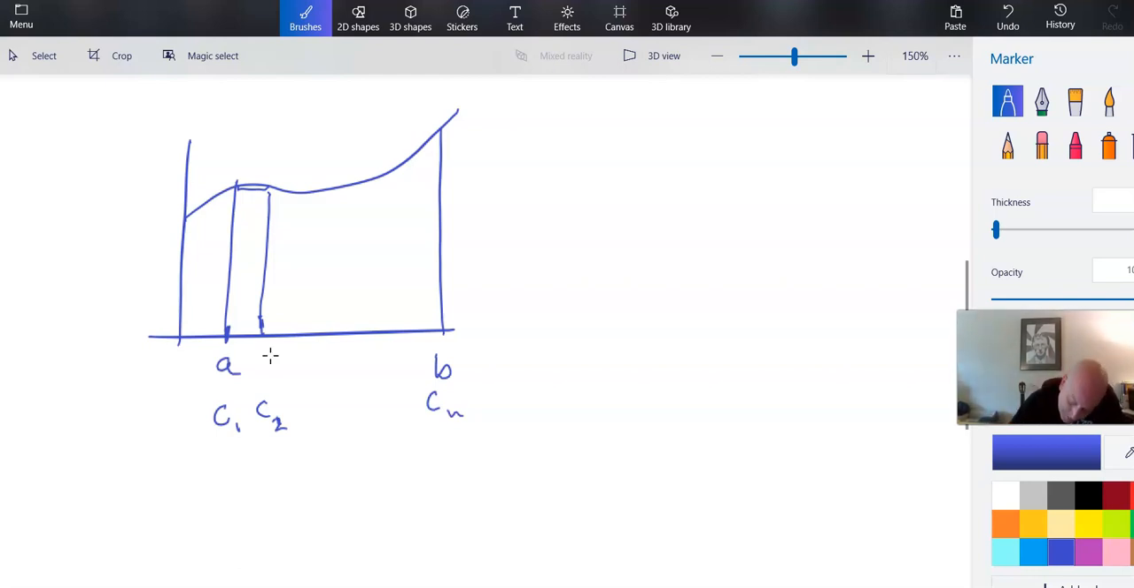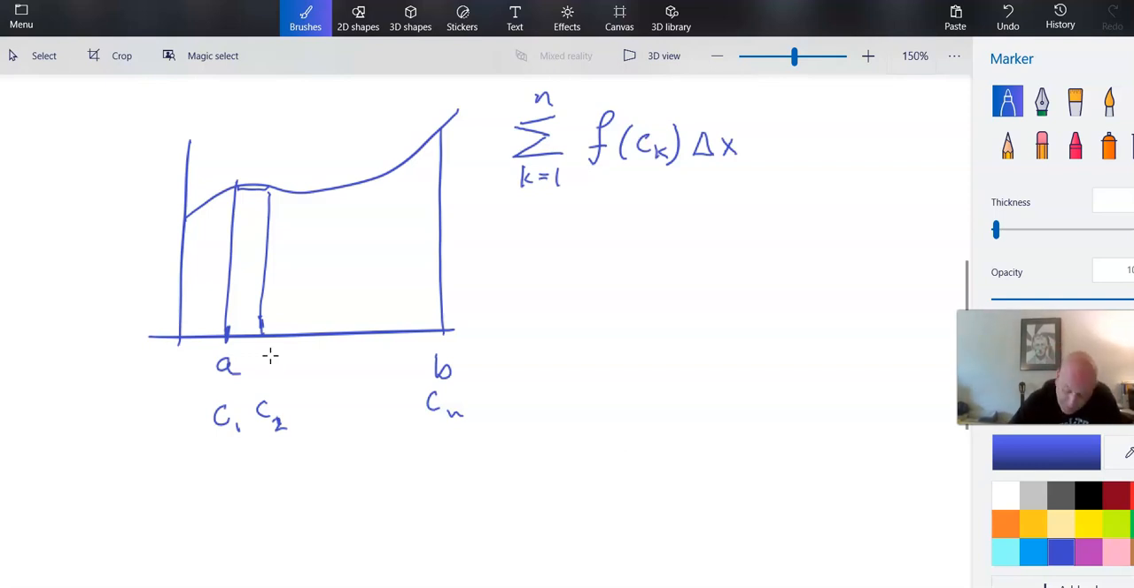The way you get to those, you end up with your f of ck. Those are all the different heights. Now you also need the width of the rectangles. The width of the rectangles was delta x, right? And what we are doing is adding all of these up from k equals 1 up to however many rectangles we have, right?